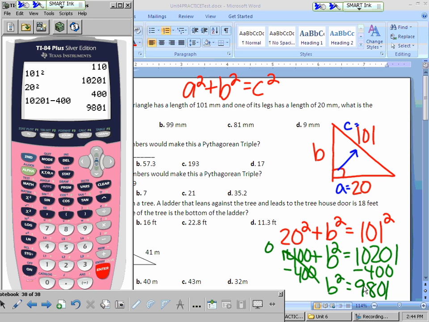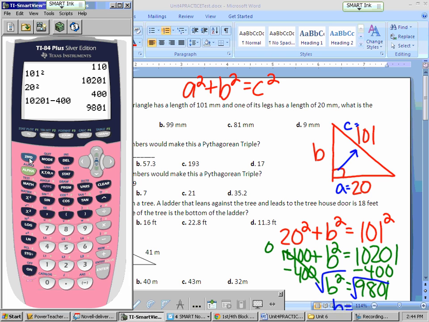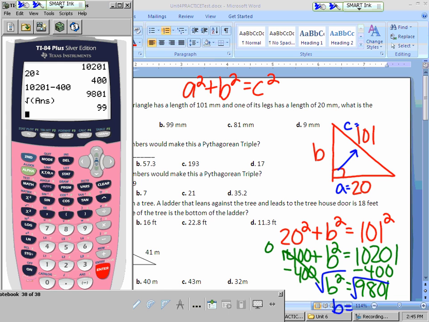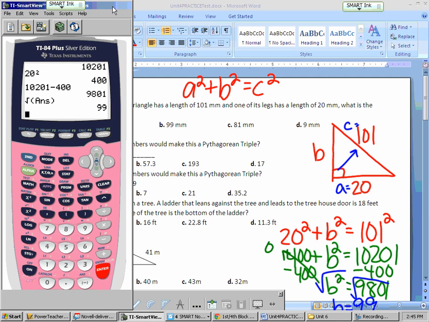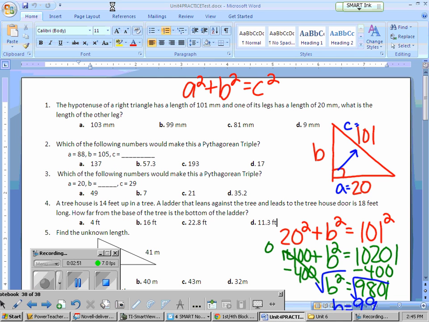The way we undo a square is to take the square root. The golden rule of algebra says what we do to one side of an equation, we do to the other. When we take the square root of B squared, that leaves us with B. And when we take the square root of 9801, that leaves us with 99. So the answer for number 1 is D, 99.